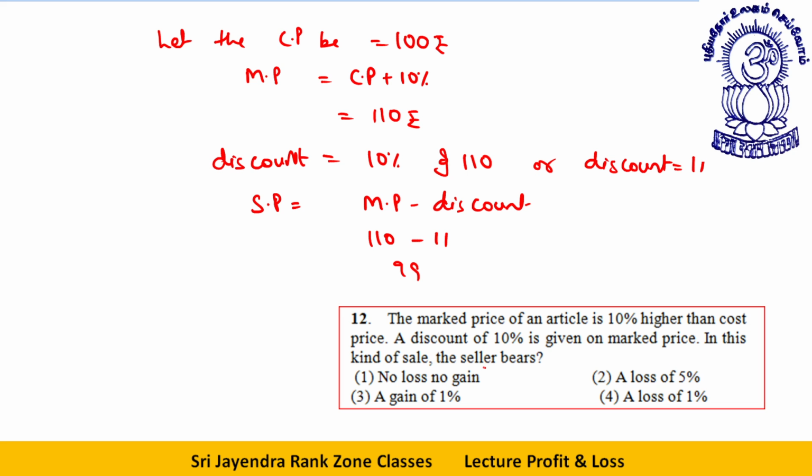In this kind of sale, the seller bears a loss of 1%. An article was 100 rupees. Okay, this is being sold at 99, so loss is equal to 1% borne. This loss is borne by the seller. Option 4 is your answer. I hope so far it is clear, dear students. Okay, let's move to the next one.